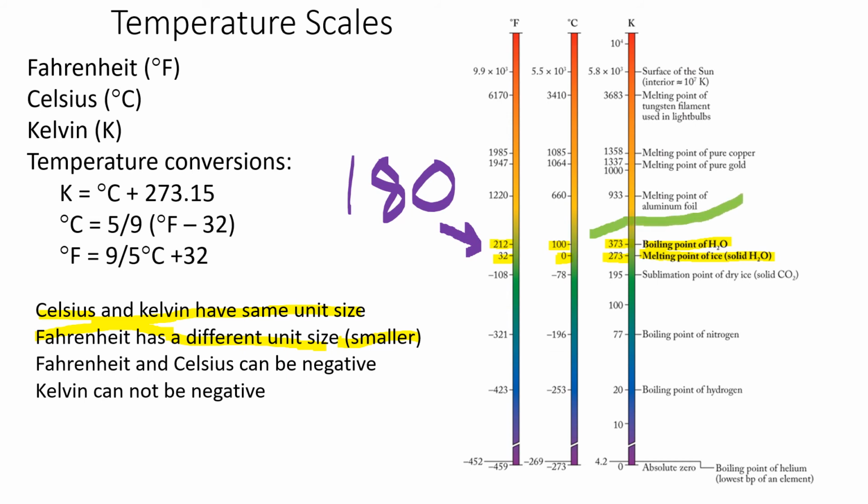When we were looking at this for Celsius and Kelvin, how many units, how many little tick marks would you have over there? Only 100. What does that mean? Because it took 180 little tick marks on Fahrenheit, that means each little tick mark is smaller because it took more of them. So we can say that Fahrenheit has a different sized unit compared to Celsius and Kelvin.